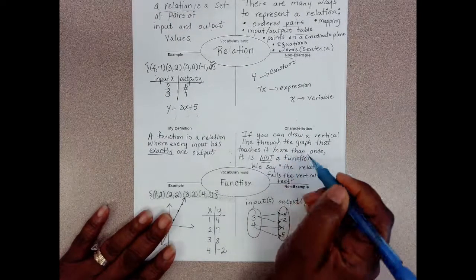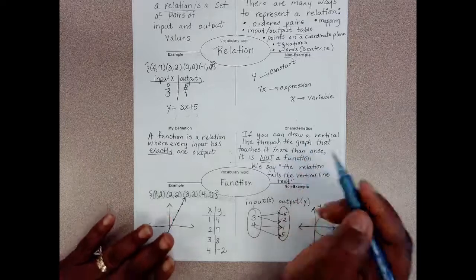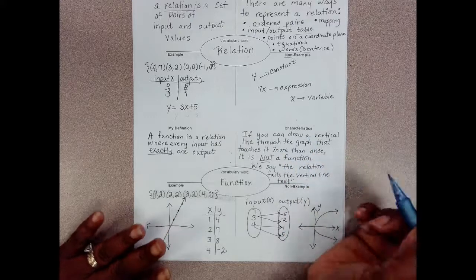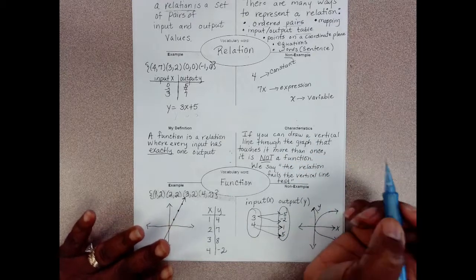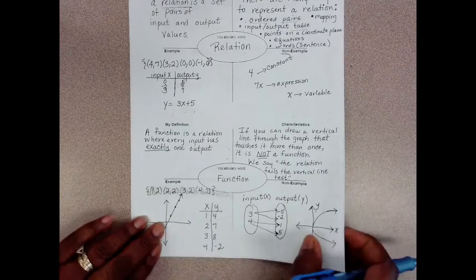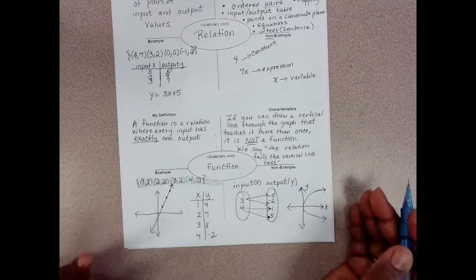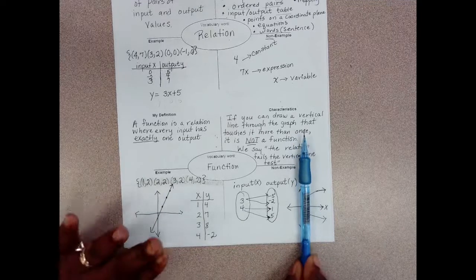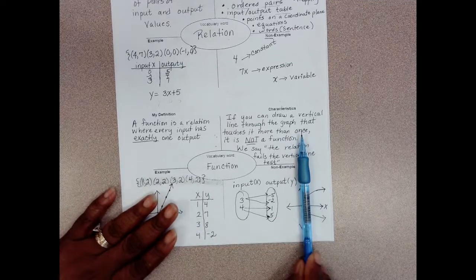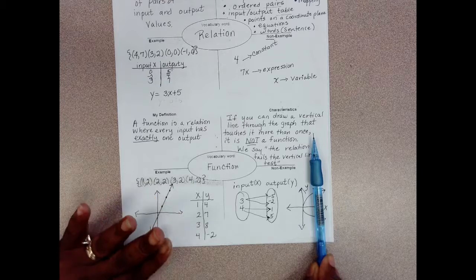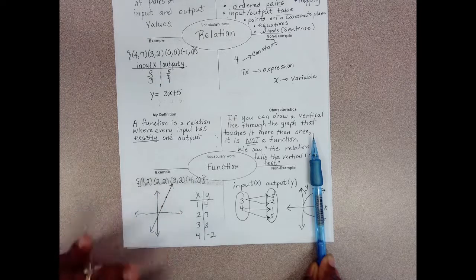Some of the characteristics of a function: if you can draw a vertical line through the graph that touches it more than once, it is not going to be a function. So we say that the relation fails the vertical line test. So what is a vertical line test? That simply means that if I were to graph those set of ordered pairs and I were to place my pencil, pen, or whatever you want vertically, and draw it across that particular graph, it would intersect it in more than one point. If it does, that means it is not going to be a function.